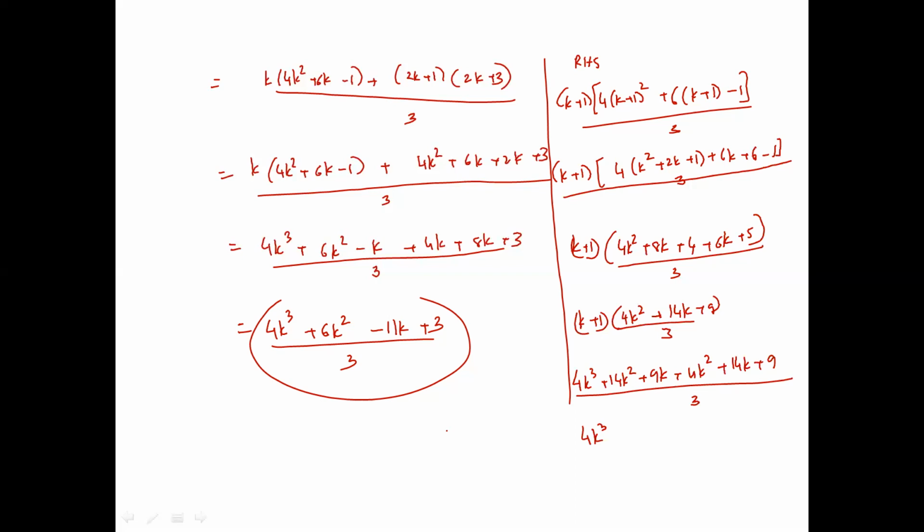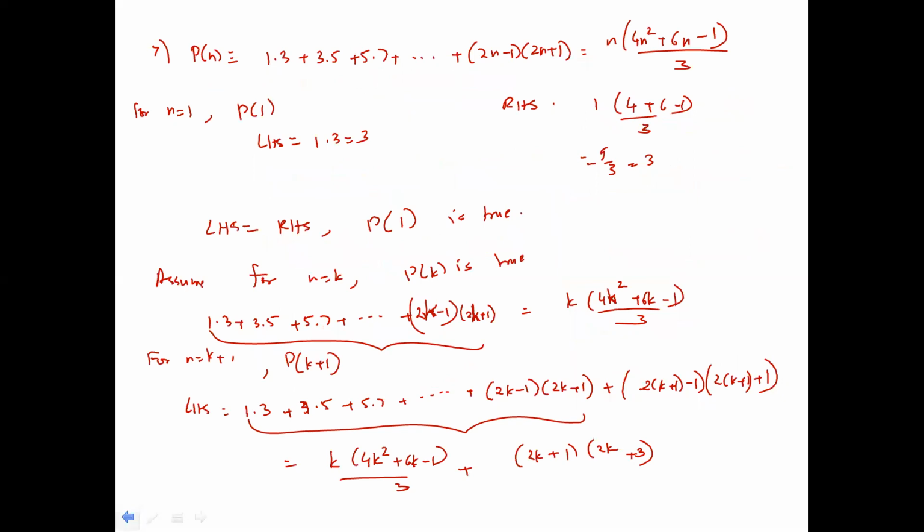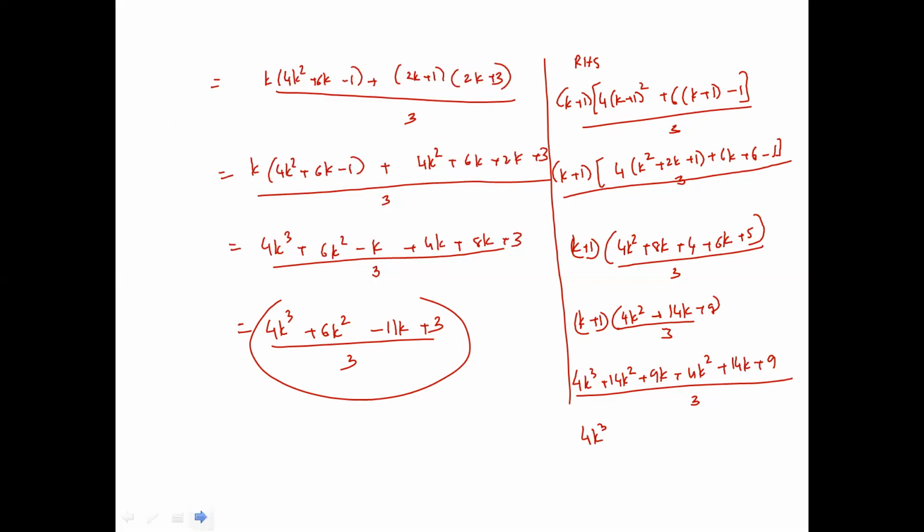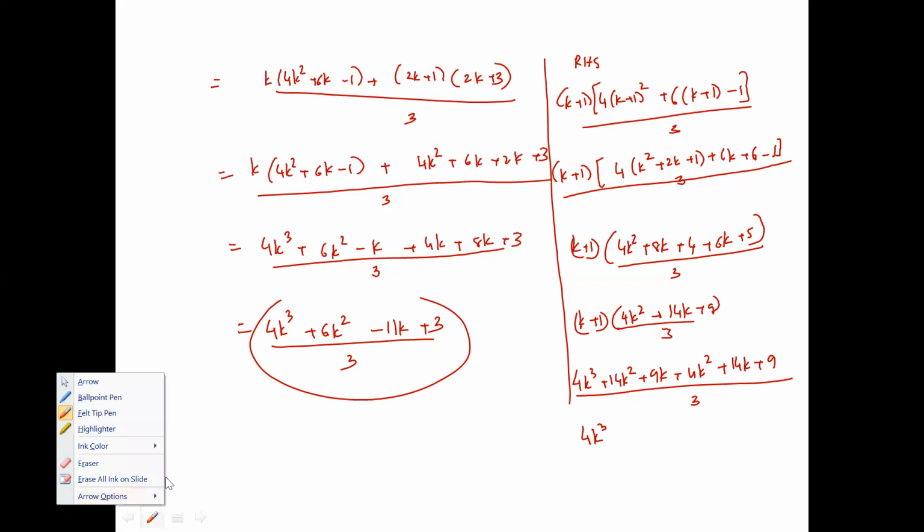I am getting left answer and right answer different. That means we have to do this sum again. Lot of calculation. Let me check where we went wrong. 2k minus 1, 2k plus 1, 4k square plus 6k minus 1 by 3, 2k plus 1, 2k. Until here it is correct. While changing the board, I think there we went wrong.